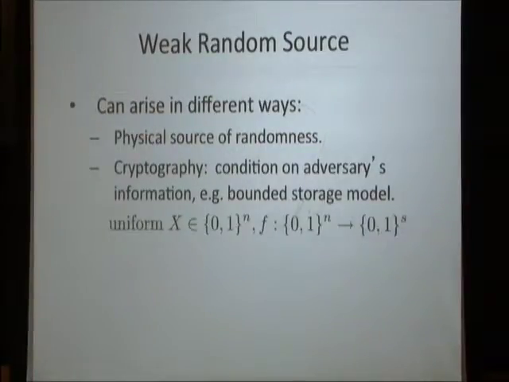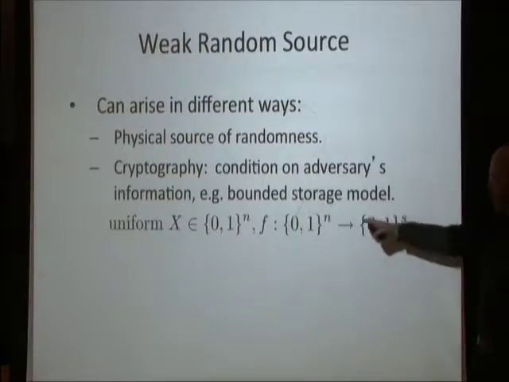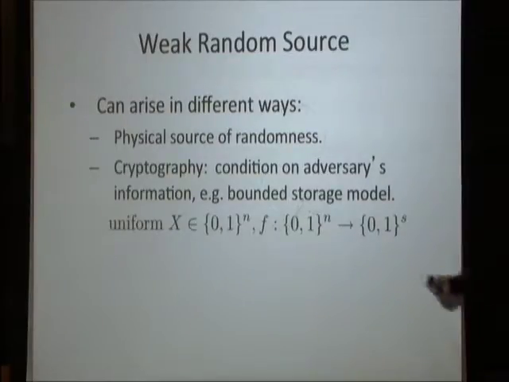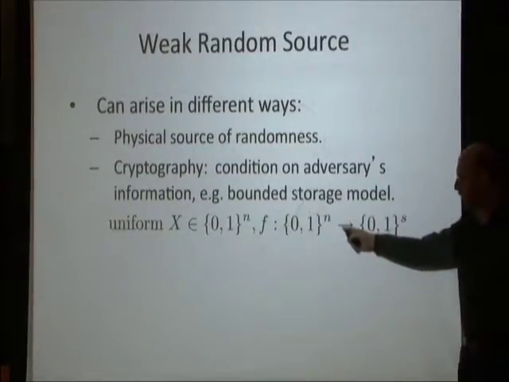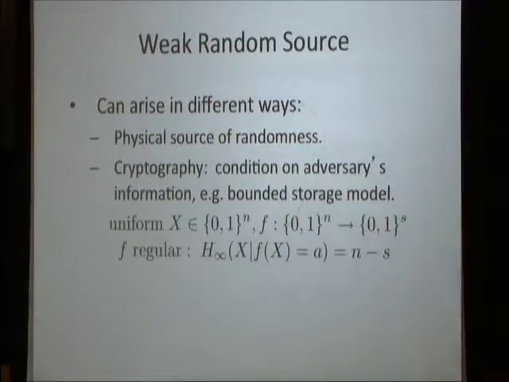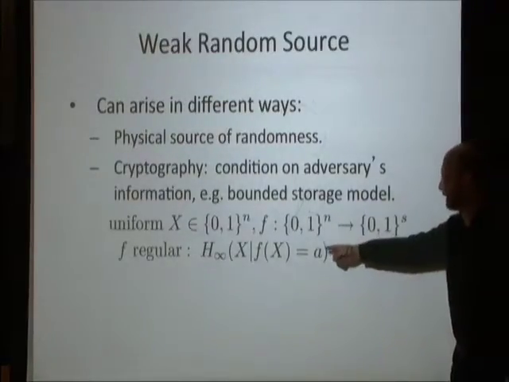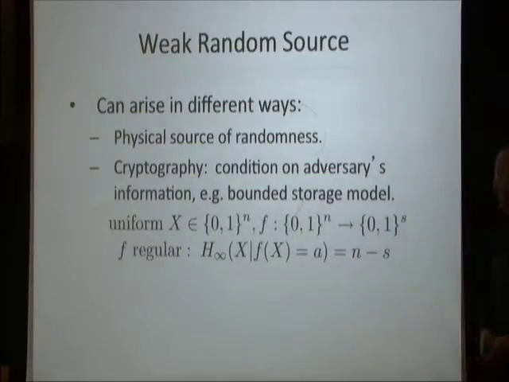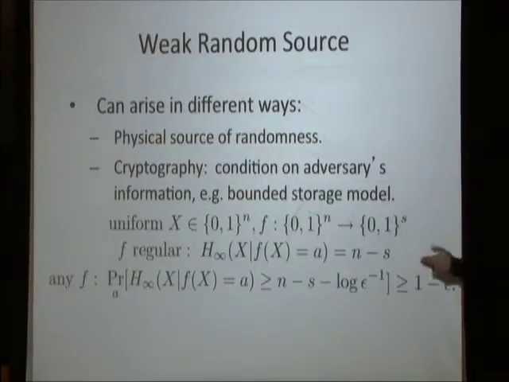More specifically, suppose we start with some uniform string x, which is a uniform n-bit string, and some adversary knows some function f that maps n bits to s bits. So the adversary has s bits of information about this string. Well, if f is regular, in other words, if f is 2 to the n minus s to 1, then the min entropy of x conditioned on f of x taking any particular value is exactly n minus s. And even if f is not regular, something similar still holds.